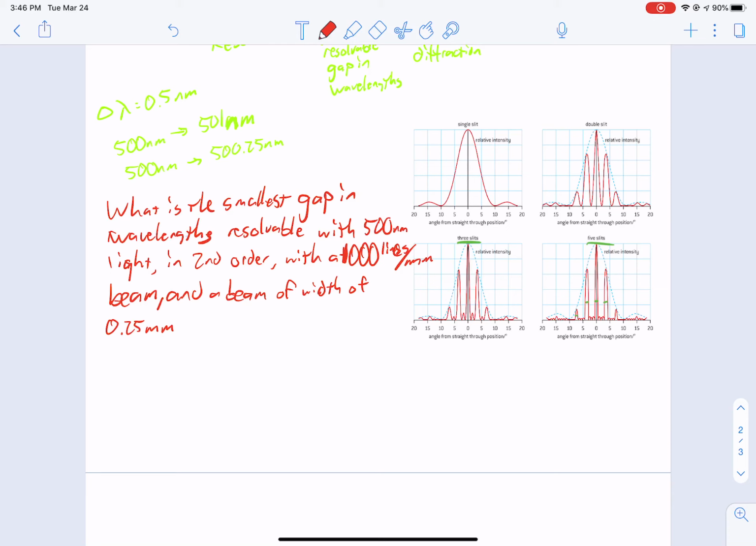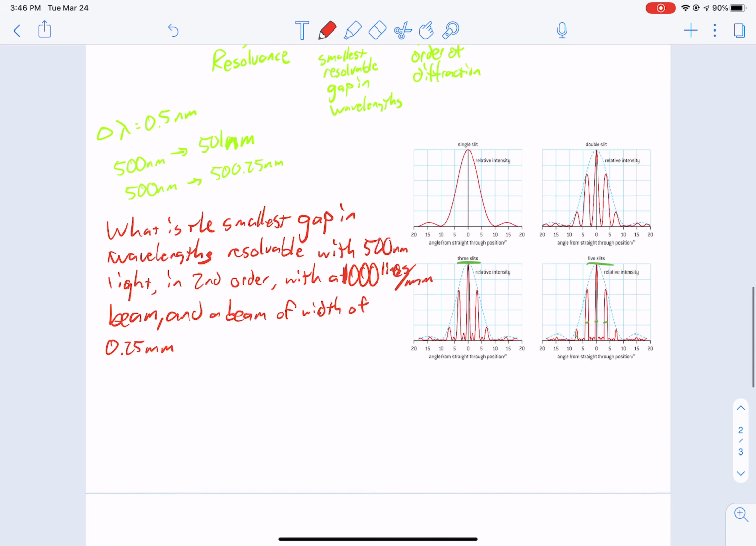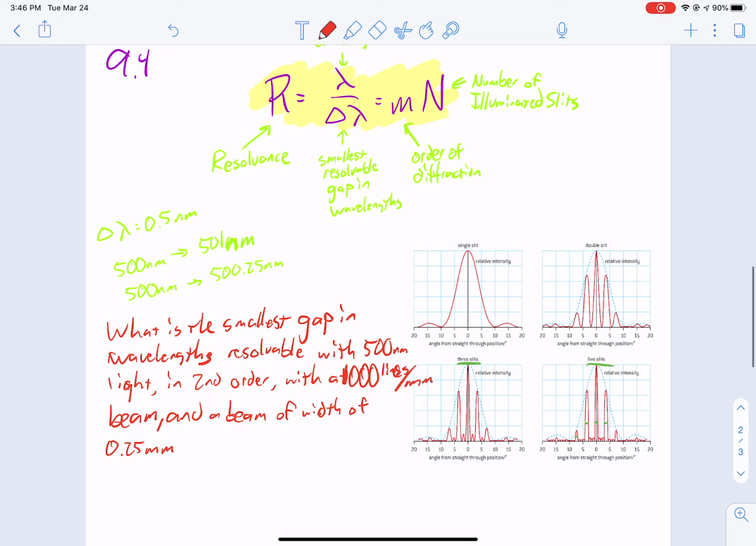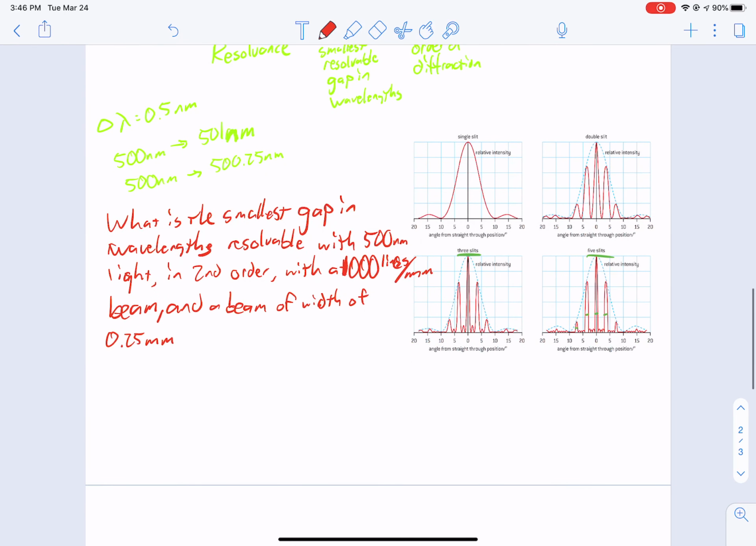Hopefully you've hit pause by now and done that. So we're going to look at our equation. In this case, I'm just going to use the second two parts of that equation. I'm not asking about resolvance. If I'd asked for resolvance, you could solve for it. But lambda over delta lambda equals mN. In this case, we're solving for what is the smallest gap in wavelength. So that, of course, is delta lambda. So if I rearrange that equation, delta lambda equals lambda over mN.